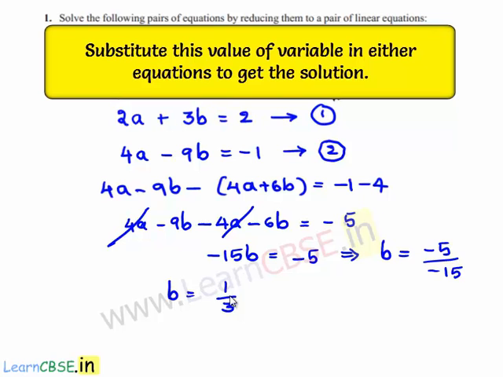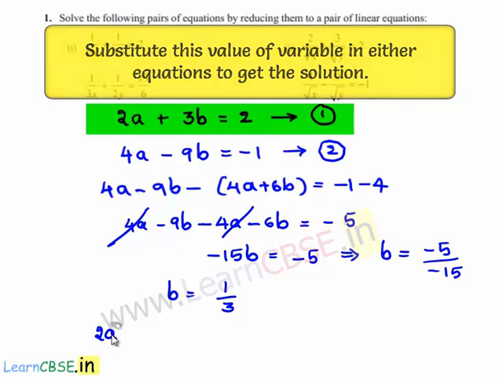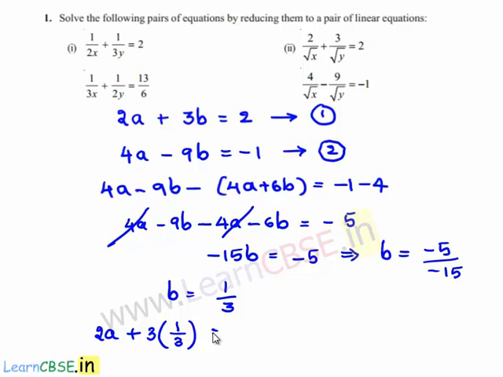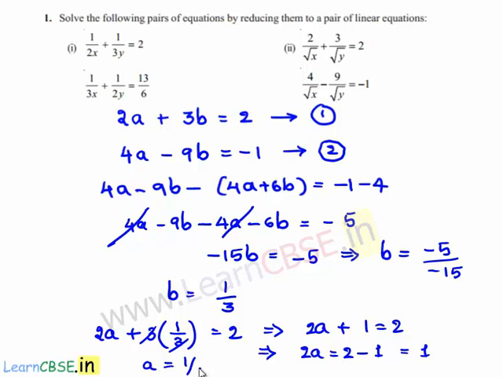Now let us substitute the value of b in equation number 1. So we get 2a plus 3 times b, which is 3 times 1 by 3, is equal to 2. 3 and 3 will be cancelled. We get 2a plus 1 is equal to 2, which is nothing but 2a is equal to 2 minus 1, which is 1. Therefore, we get a is equal to 1 by 2. So we have found the values of a as 1 by 2 and b as 1 by 3.